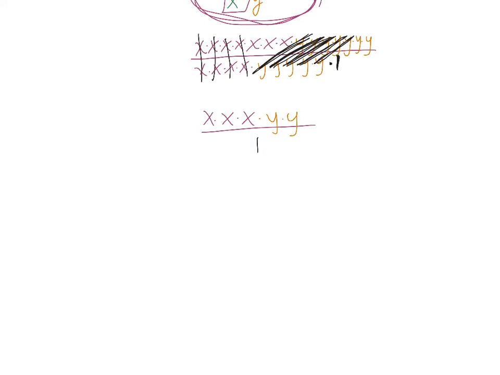Okay, our final answer is x to the 3rd power times y to the 2nd power divided by 1. Remember, anything divided by 1 remains itself. So this stuff divided by 1, it remains itself. So the final answer is x to the 3rd times y squared.